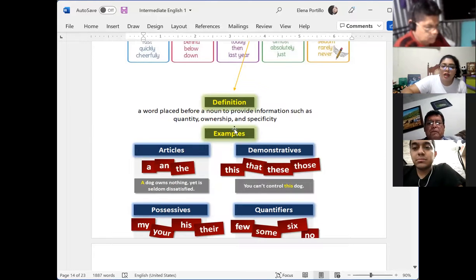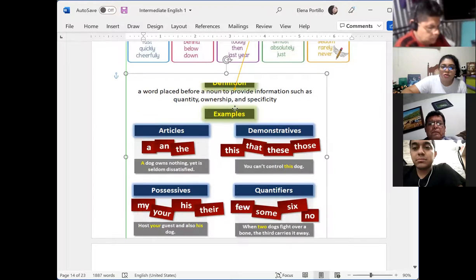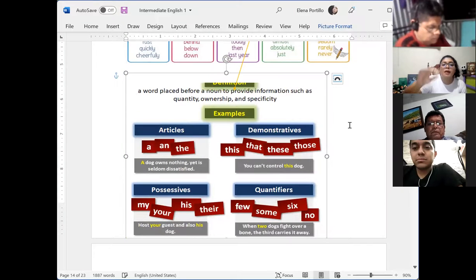Possessives. So I have to move this to see the example. Possessives: my, your, his, their. Host your guest, and also his dog. Quantifiers: few, some, six, no. When two dogs fight over a bone, the third carries it away.